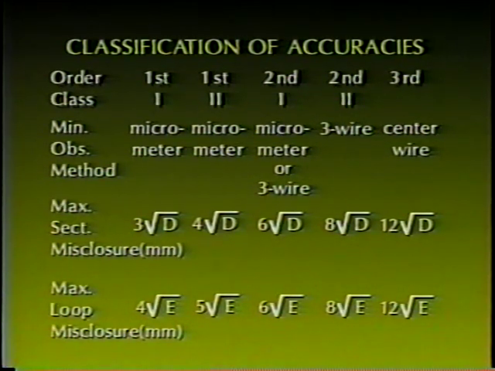A close reading of the tables reveals a lot of specific information that should be considered before determining the accuracy required for a level run. For example, the requirements for a second order class 2 level run are a minimum of 3 wire levels with a closing error no greater than 8 times the square root of D millimeters. D equals the shortest length of a section one way in 3 wire level runs in kilometers. And remember, a kilometer is 3,280.83 feet, and there are 304.80 millimeters per foot.